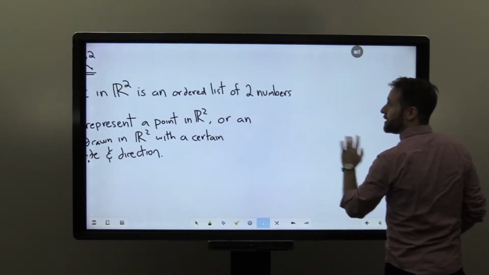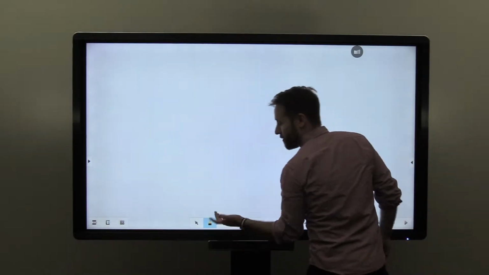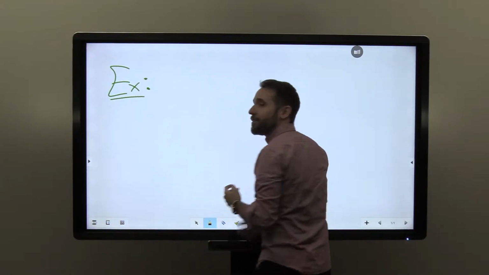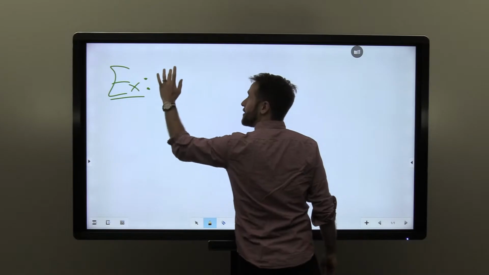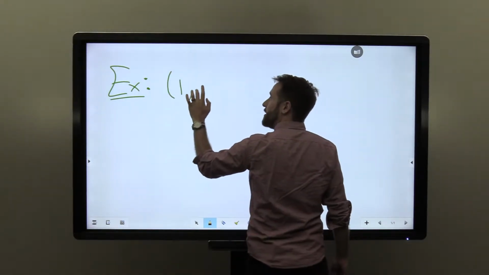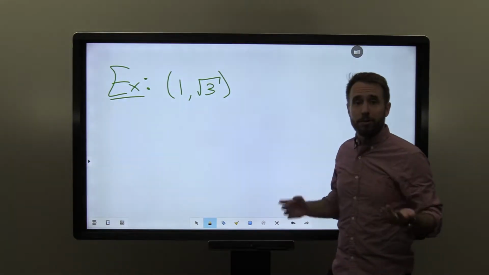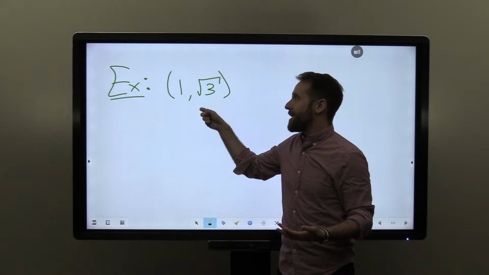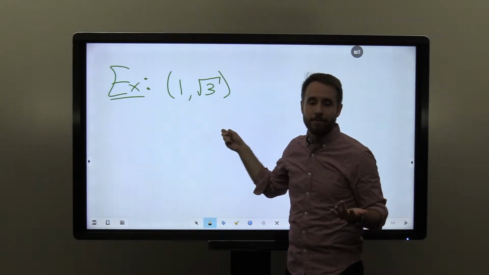So as an example, if we consider an ordered pair of two numbers, we can consider this vector, let's say the vector 1 comma square root of 3. Right, this is an ordered list of two numbers, and it's ordered in the sense that the order matters, right? So 1 comma root 3 is different than root 3 comma 1.